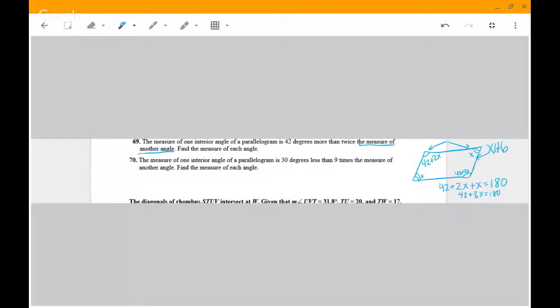So would x equal 46? It would. Very good. And it says find the measure of each angle. So x would be 46. Oh, so that's this angle. And then how would you get the other angle? You just plug in 46 for the x. So that's right. 42 plus 2 times 46.